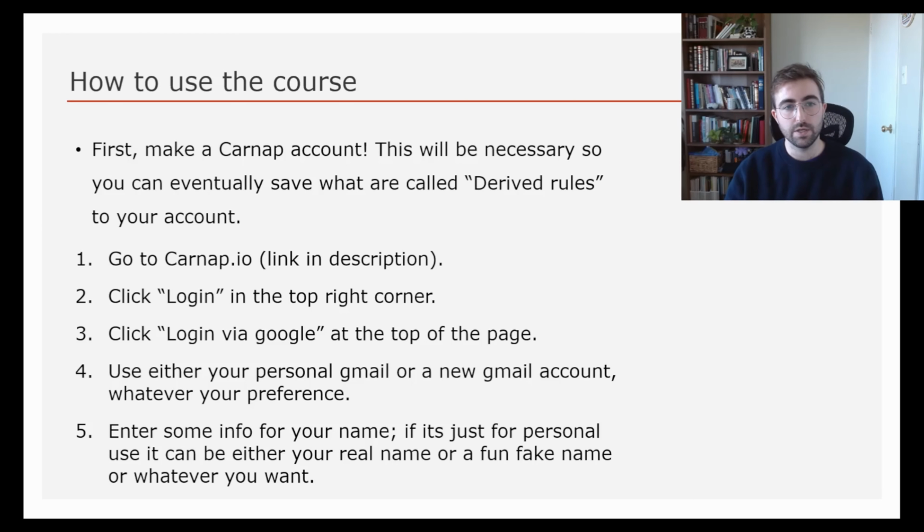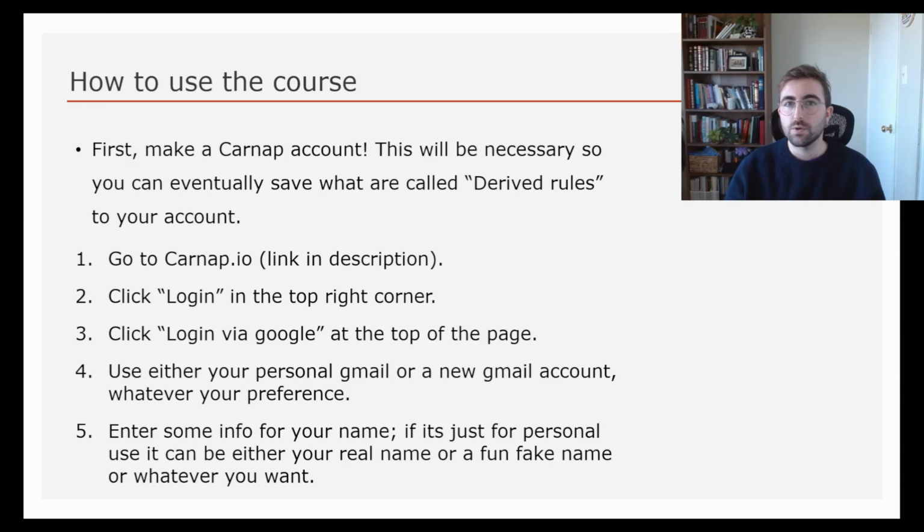So first, what you're going to do, and then I'll show you how to do this in a video in a minute. First thing you're going to do is go to carnap.io. And then in the top right of the page, you're going to see a login button. You're going to hit that. And then you're going to have to log in via Google. That's what it'll say at the top of the page once you've clicked the login button.